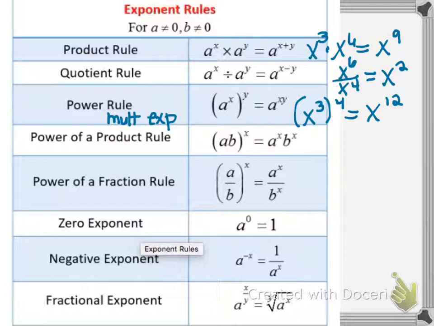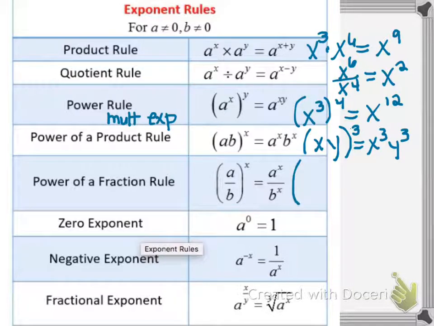And then the power of a product rule. So if I had a product, say I have xy, so x times y, and I'm raising that to the third, that's like saying x to the third, y to the third. So we can simply distribute the exponent through when we have a product. We can also do that with a quotient. So a power of a fraction, or quotient rule, would be like if I had x over y raised to the third, that would be x to the third over y to the third. And of course we can't simplify that because they're different bases. We just have to leave it like that.